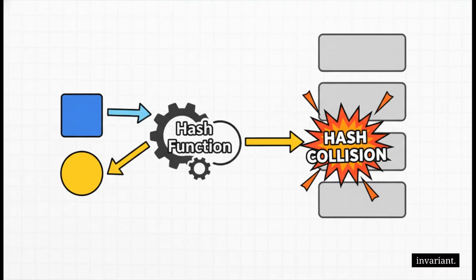But here's the problem. What happens when the hash function gives you the same index for two totally different keys? That's called a hash collision. And all of a sudden, your perfect filing system has a problem. Two different files are trying to go into the same drawer. Now what do we do? Our instant lookup just hit a snag.